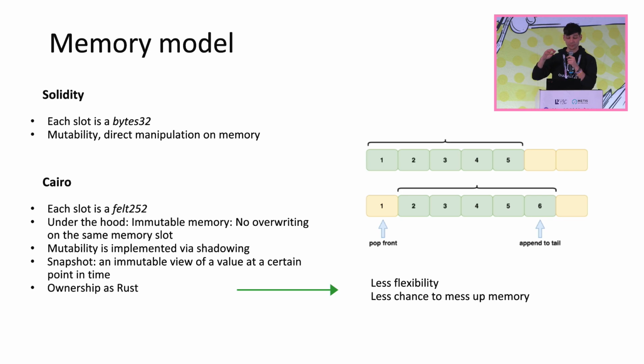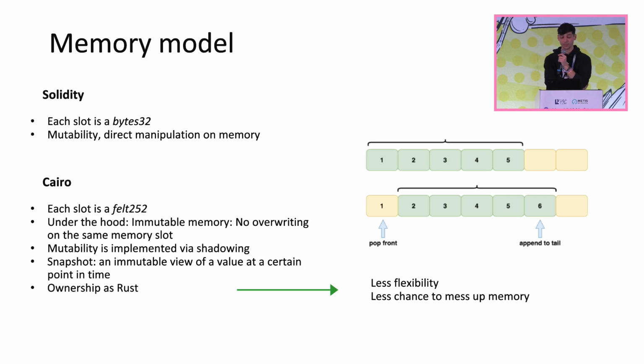However, on the language level, mutability is implemented through shadowing, so you can use the mut keyword, and the compiler will handle it for you and let you reuse the same variable, but under the hood it will allocate a new memory slot. There's also something called snapshots, which is an immutable view of the memory at a certain point in time. And Cairo memory also has the ownership concept as Rust.